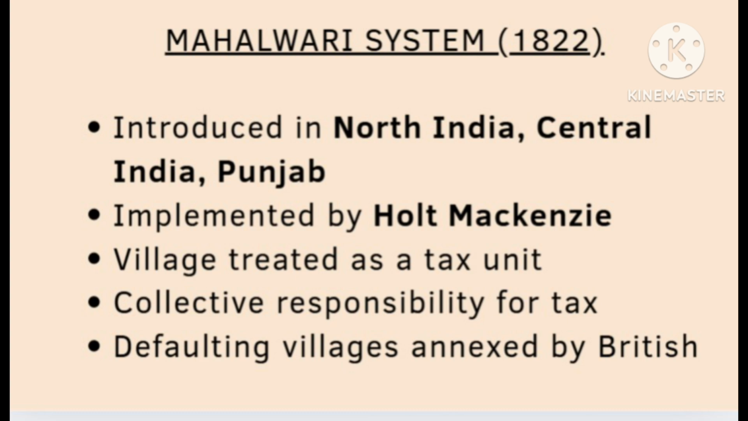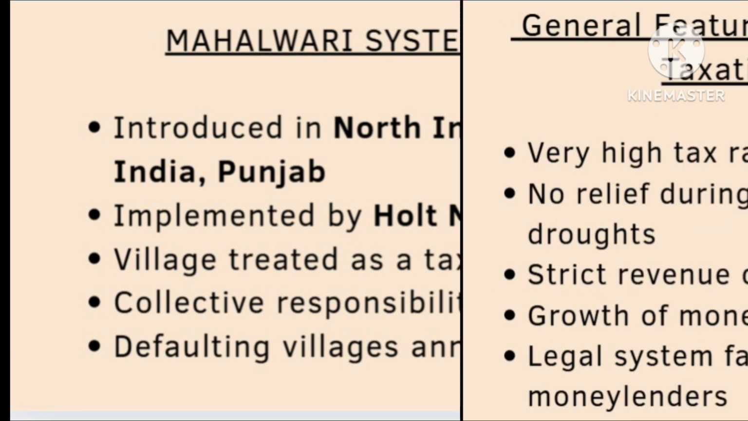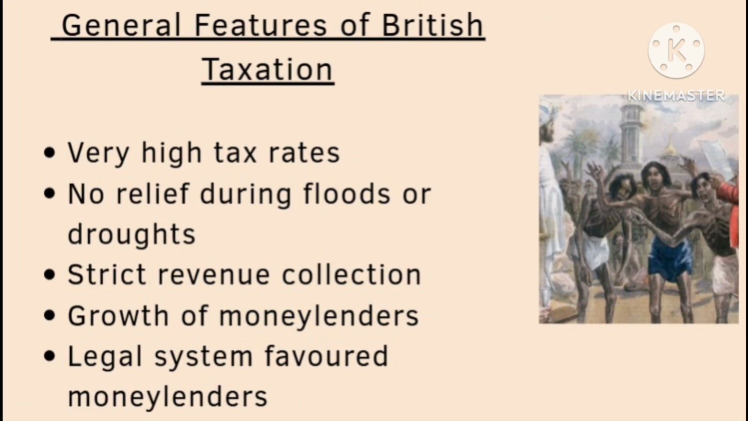Having studied the three major systems, let us now look at their common features. In general, the British taxation had certain common features. Very high tax rates were imposed on farmers. Moreover, there was no tax relief during floods or droughts. Revenue collection methods were strict and harsh. As a result, money lenders gained importance, supported by the British legal system.